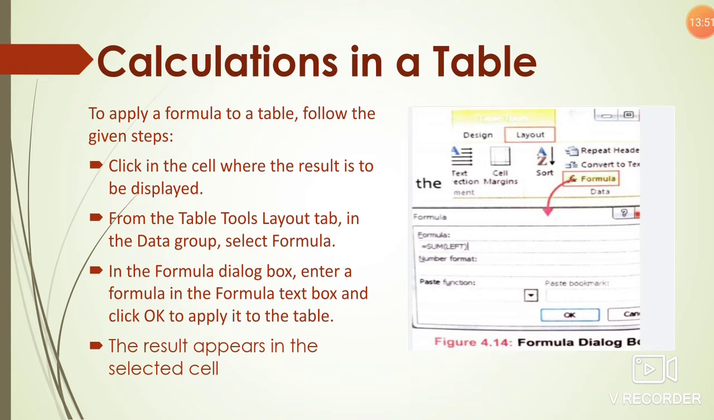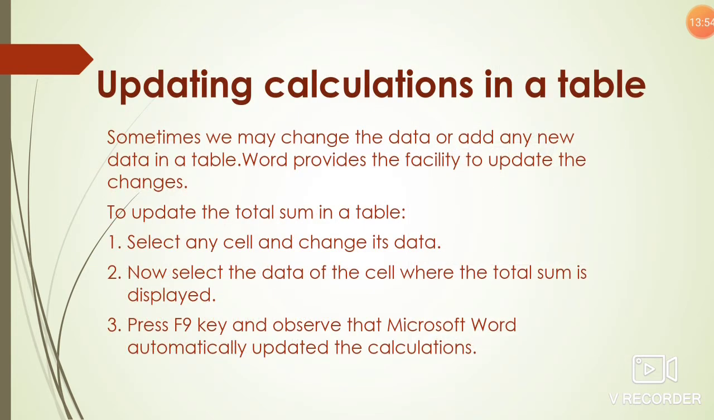Change any number, or if you want to delete any row, after this your calculation will be wrong. So for this also Word provides a facility to update the calculation in a table. So how will you update the calculation in your table? This is a very simple method. Select any cell or change its data, means whatever changes you want to do, you have to do the changes on that cell or that data.